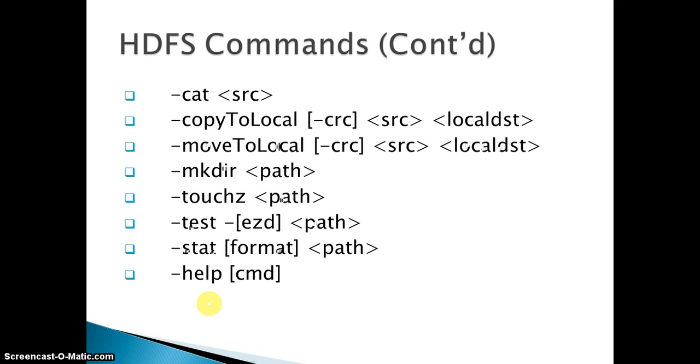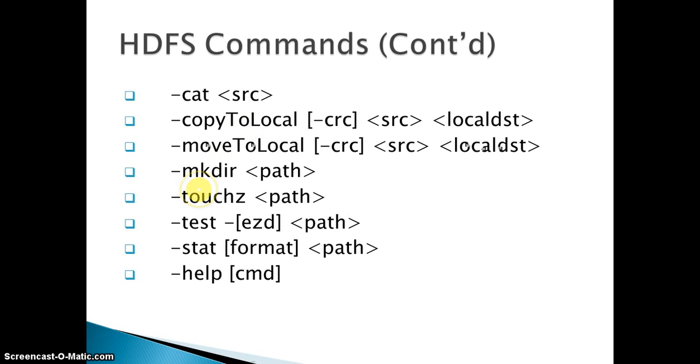We have the cat command, which cats a file in HDFS, and copy to local and move to local, which move a file from HDFS to the local file system. Copy creates a copy in the local file system. Move will move the whole file from HDFS to the local file system.